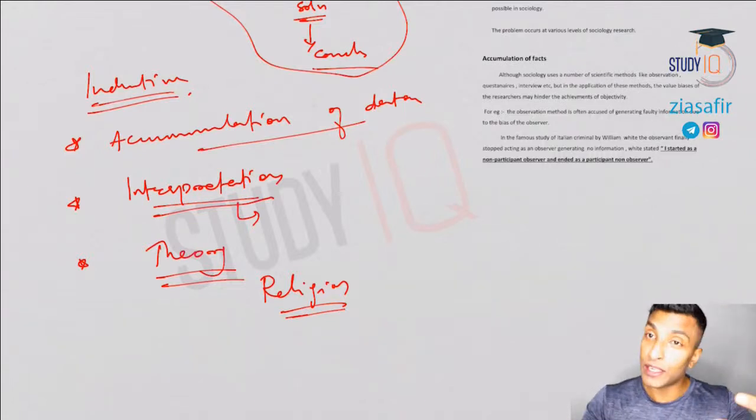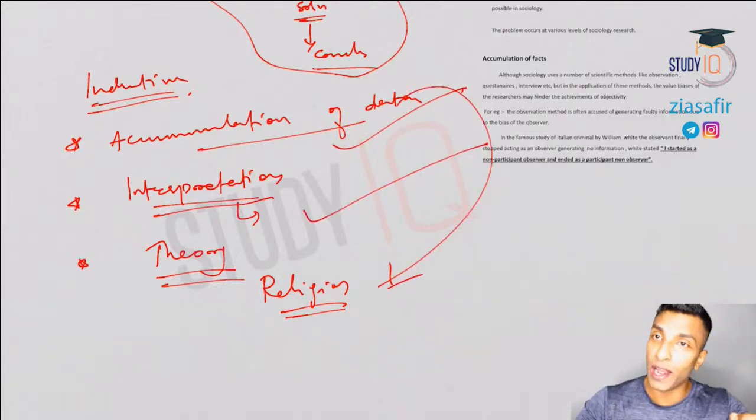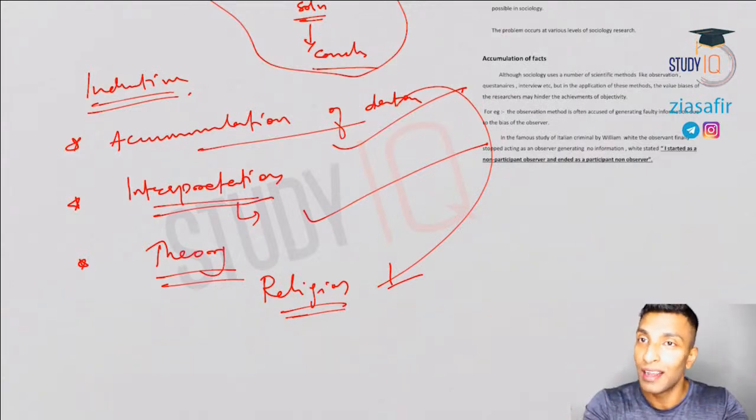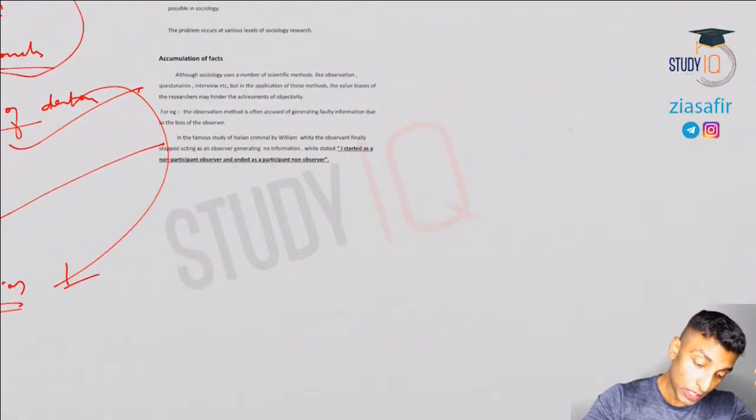So otherwise also, value loaded information you collected and value loaded interpretation will result in value loaded theory only. There is no doubt. Even if you use the same perspective, still the theory will be different. So these are the areas in which you will compromise objectivity in sociological research. And now let's go to the solution. How can you ensure objectivity?